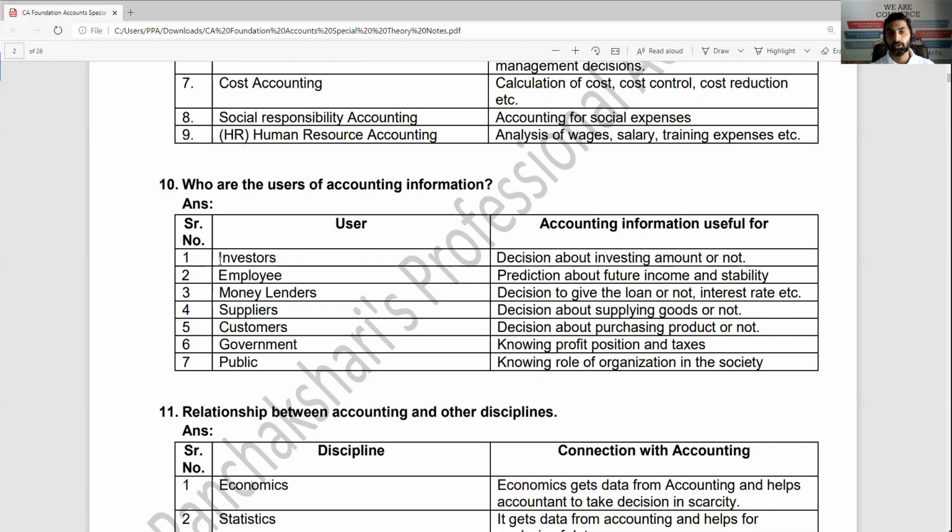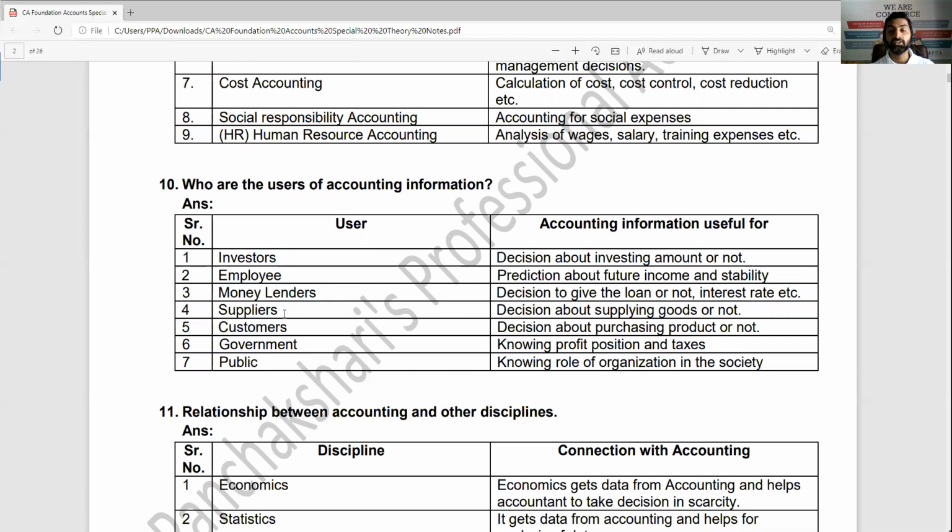So whether it is working or not, what is their ROI, return on investment? Employees, they will understand how my company is going on, whether I will be getting some promotions or not. Can I count on this company for the long run for a job, or should I get shifted? Money lenders, they have given you the cash, so whether they will be able to get the interest from you or not, as well as repayment.